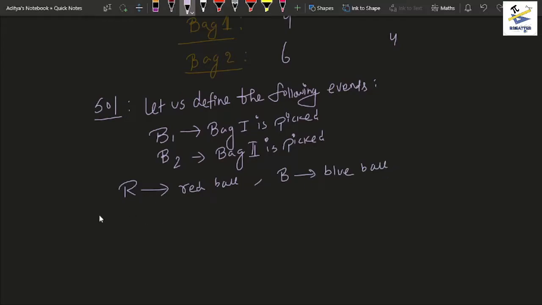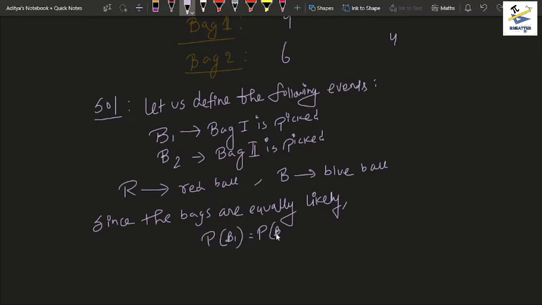Okay, now since the bags are equally likely, and we can assume this without loss of generality because it is not given how to pick the bags, right? And when something is not given, you assume the trivial. Just for example, when a coin has been tossed and it's not given whether the coin is fair or unfair, you always assume it's a fair one, because then only you know the probabilities, right? If you assume an unfair one, you do not know in which probability they are divided. Similarly in this case, since the bags are equally likely, we know that probability of B1 is equal to probability of B2 is equal to 1 by 2, right? Both of them are equal to 1 by 2.